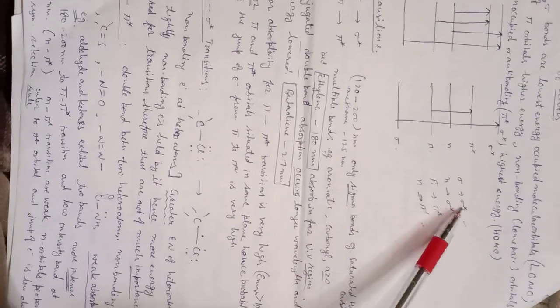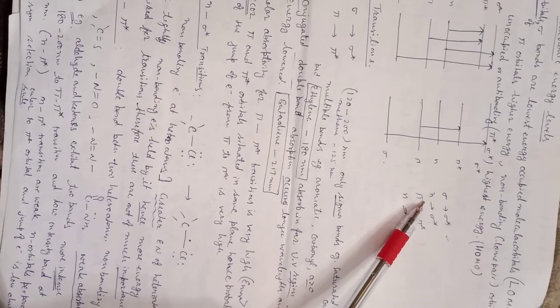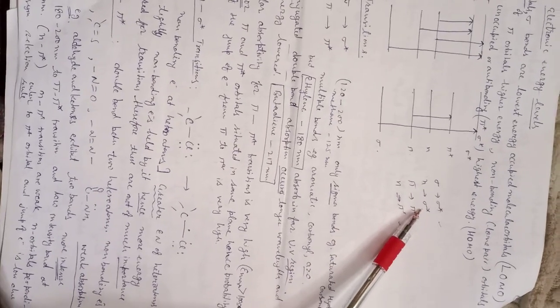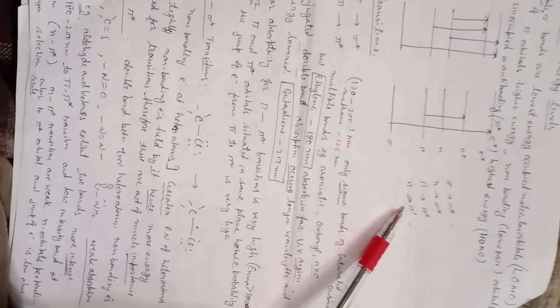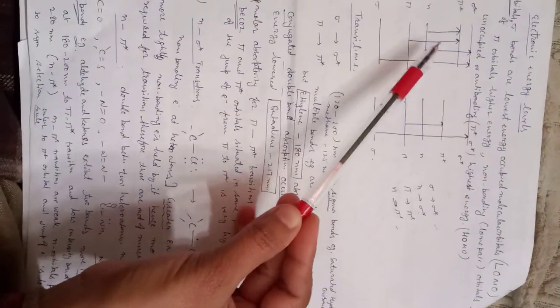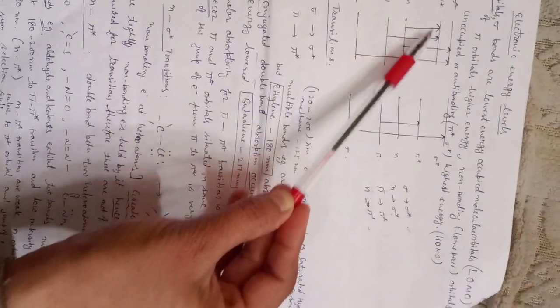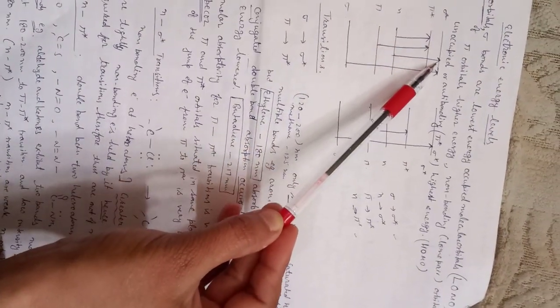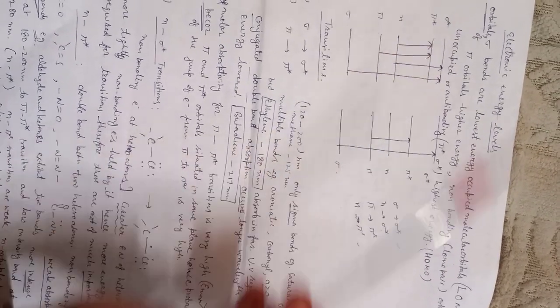Electronic transitions: these are the electronic levels. The main electronic transitions occur in these four transitions: sigma to sigma star, non-bonding orbitals to sigma star, pi to pi star, and non-bonding to pi star. The electronic levels are sigma bonding, pi bonding, non-bonding, sigma star and pi star, the sigma and pi antibonding and sigma antibonding orbitals.